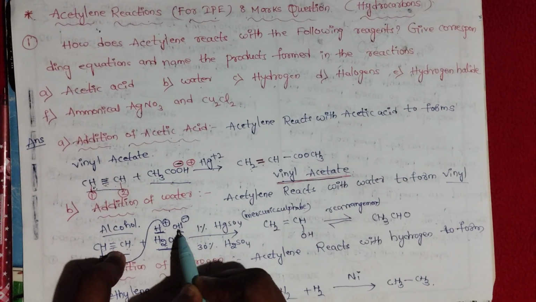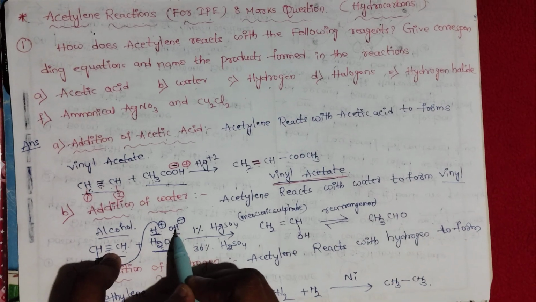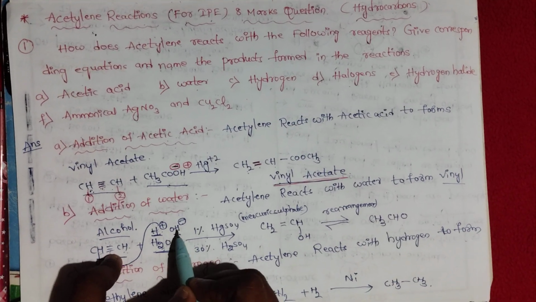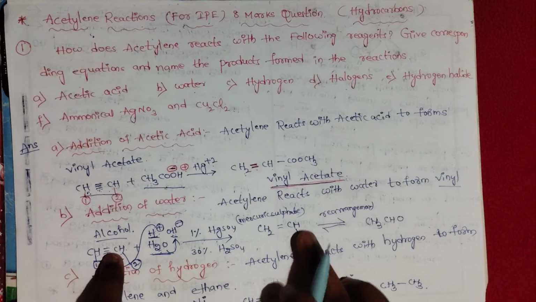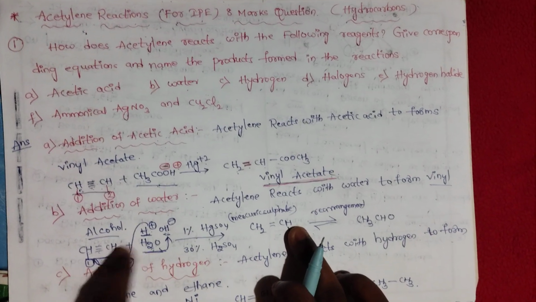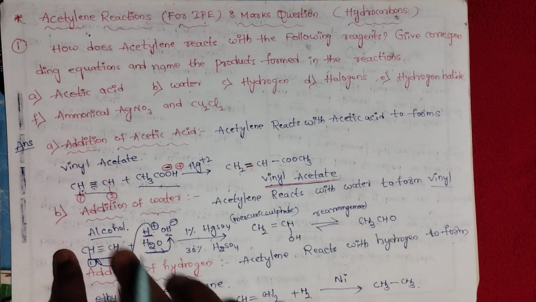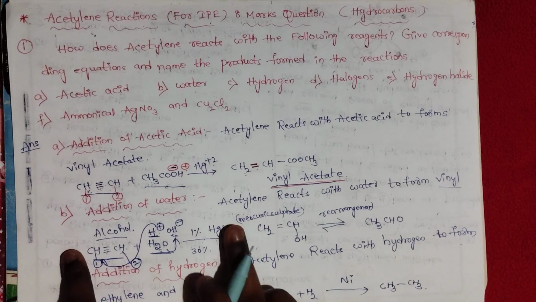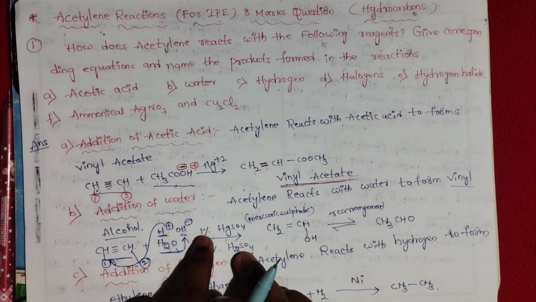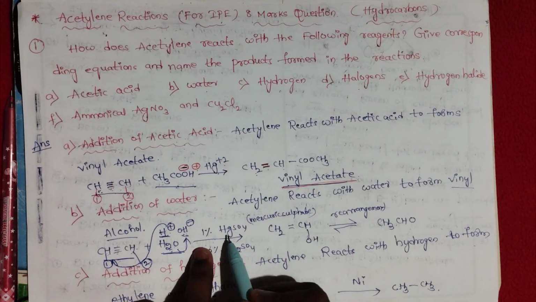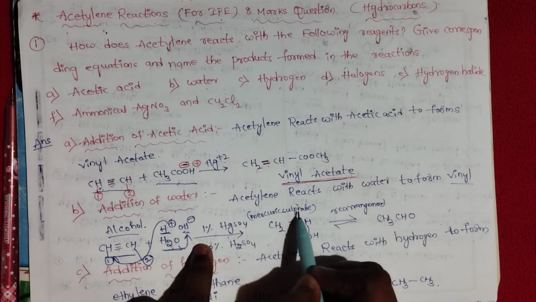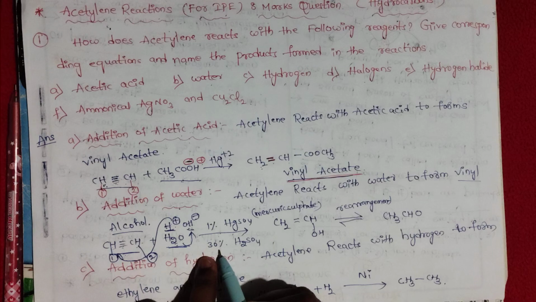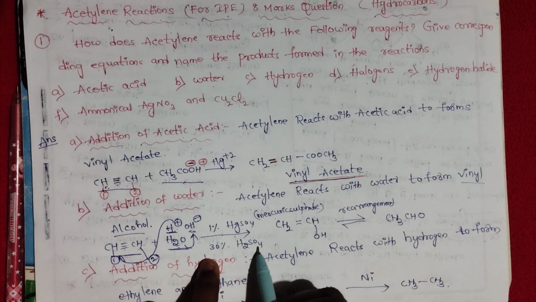In water another ion is there. So what is the ion? OH minus. This OH minus ion is added to this side. So what product are we getting? CH OH. This reaction takes place in the presence of two conditions. What conditions are we taking? 1% of HgSO4. What is the name of HgSO4? Mercuric sulfate. And 30% of H2SO4 we are taking.